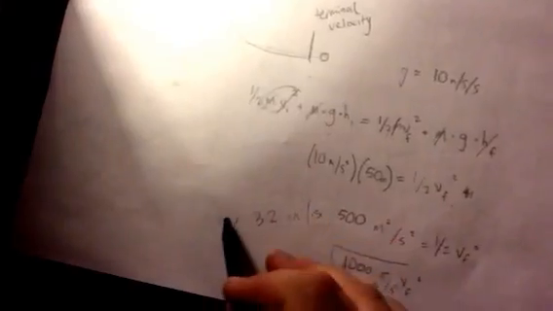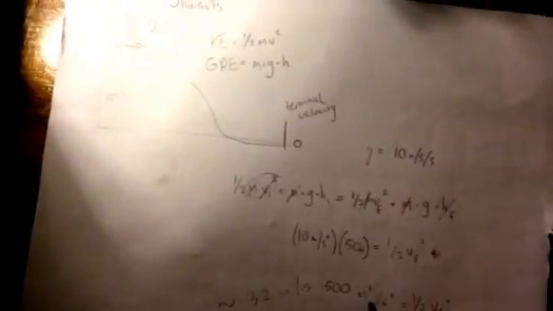And therefore, the answer is 32 meters per second, and that is how you find terminal velocity on a problem with a hill.